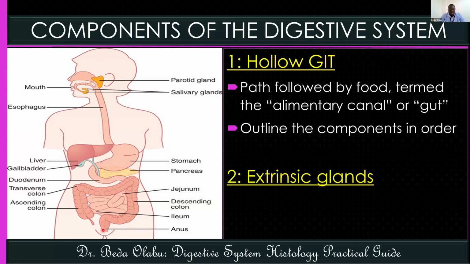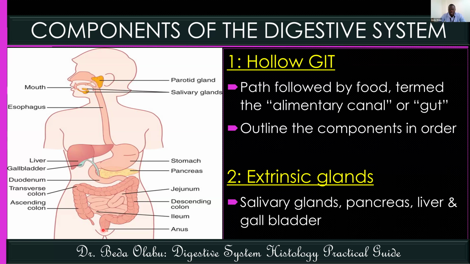The other part of the digestive system are the extrinsic organs of the digestive system, which focuses on the salivary glands, pancreas, liver, and the biliary system or gallbladder. This session will focus only on the microscopic organization of the histology. We will have another session where we're going to look at microscopic organization of the extrinsic organs of the digestive system.